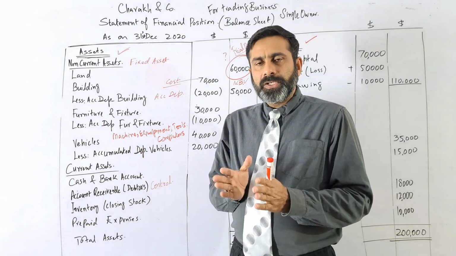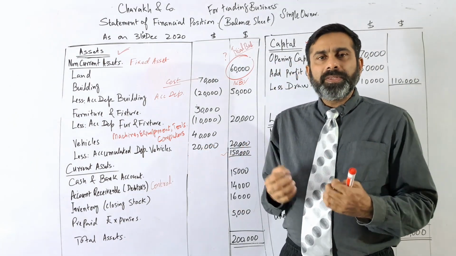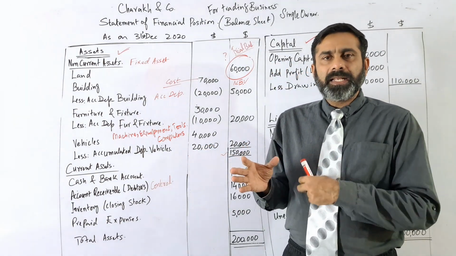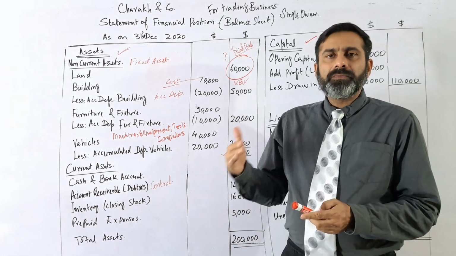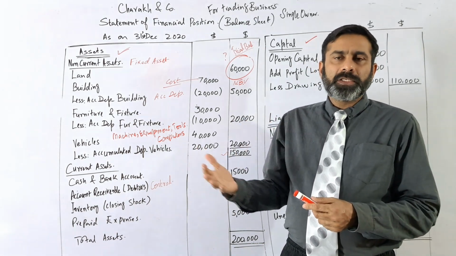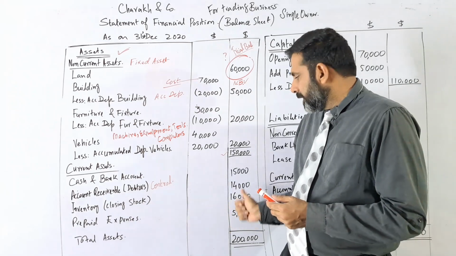So at the end of the year, what do they have to do? They have to count that inventory, how much is left which is not sold, which will be used in the next year as the opening stock. So that closing stock is 16,000.